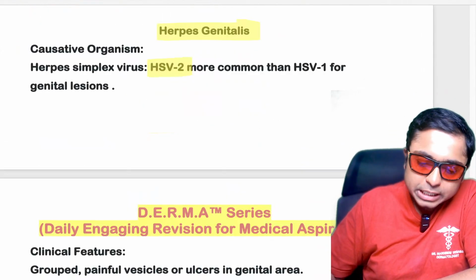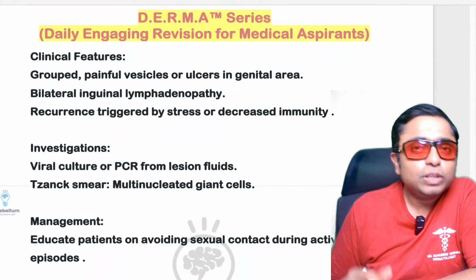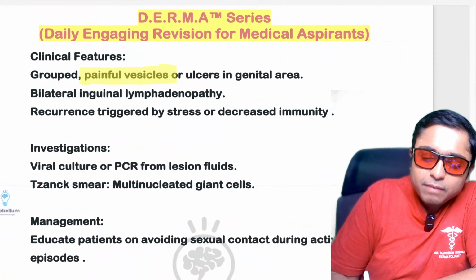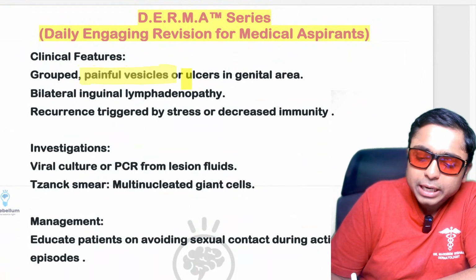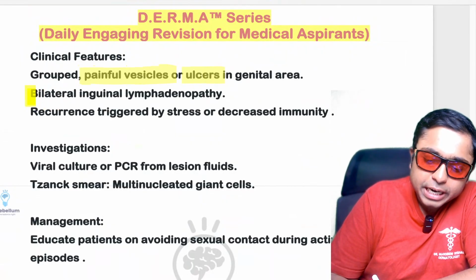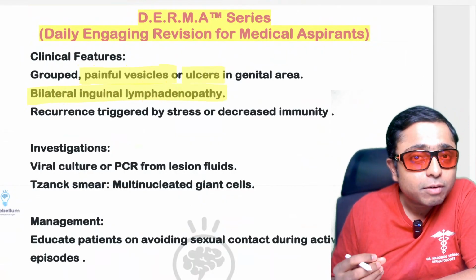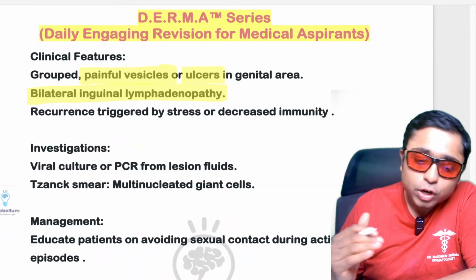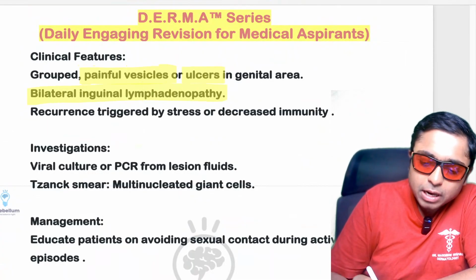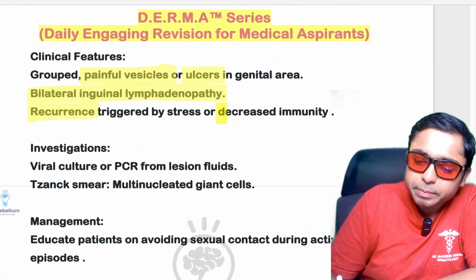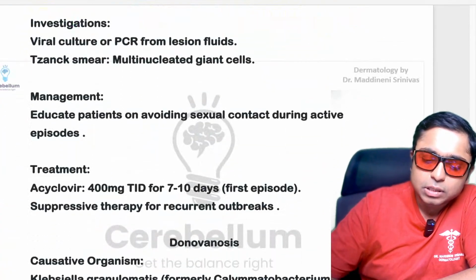Coming to the viral cause of genital ulcer disease, which is herpes genitalis, where HSV2 is more common when compared to HSV1. Coming to the clinical features, the patients are going to present with grouped painful vesicular lesions which will ultimately rupture, leading to polycyclic margined ulcers in the genital area, and the patients are also going to have bilateral inguinal lymphadenopathy. Remember, both the ulcer as well as the lymphadenopathy are going to be very painful, and recurrence is usually seen in herpes infections because of decreased immunity in the individuals.